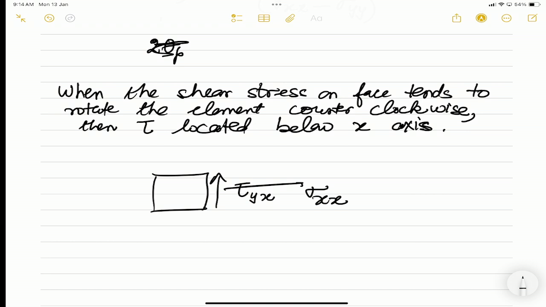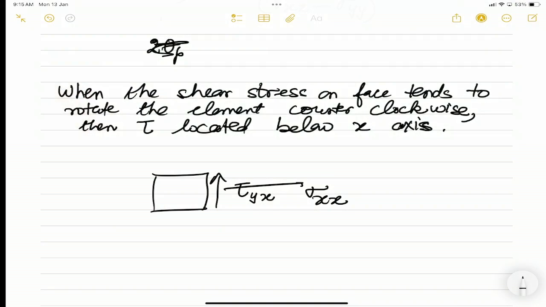Now what is tau yx trying to do? Is it rotating it clockwise or counterclockwise? Counterclockwise. That means when you locate this tau, you have to go down. Now the complementary stress here is tau xy. Now what is tau xy trying to do? It is rotating it clockwise. So if it is rotating it clockwise, when you plot the corresponding point on the Mohr circle, you have to go up. So this is a way how to remember tau xy, how it goes.